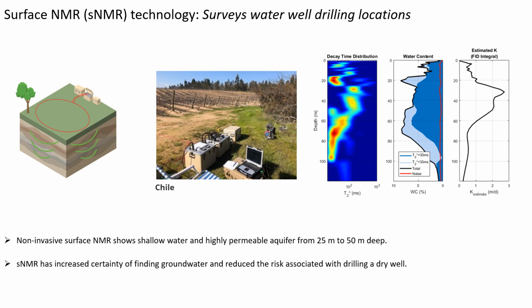Okay, so here is a specific location where surface NMR was used to survey water well drilling locations in Chile. The history behind this work is that the company first wanted to make sure that they could detect water before they started drilling a well. So they used surface NMR and were able to detect water between 25 meters and 50 meters. So surface NMR increased certainty of finding groundwater and significantly reduced the risk associated with drilling a dry well in this location.